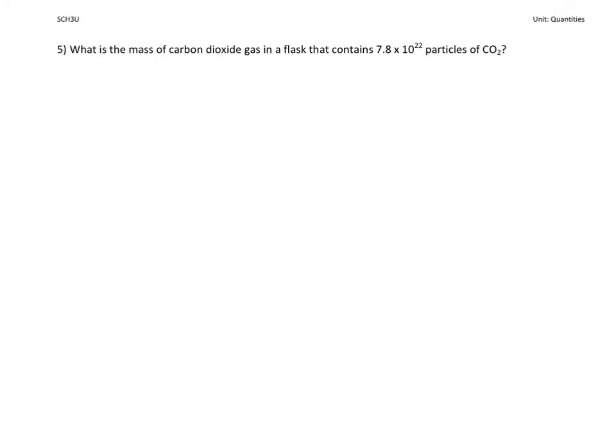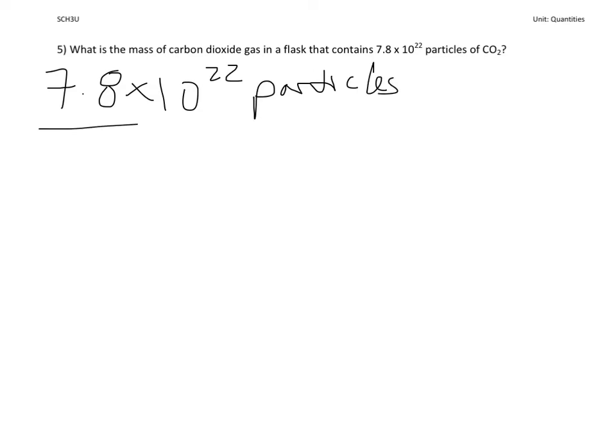What is the mass of carbon dioxide in a flask? So this one's good because I start all the way over at particles and I have to move eventually over to mass. And you can't do this directly. It's going to take a couple steps. So I start with 7.8 times 10 to the 22 particles. I know that I must divide by Avogadro's number.